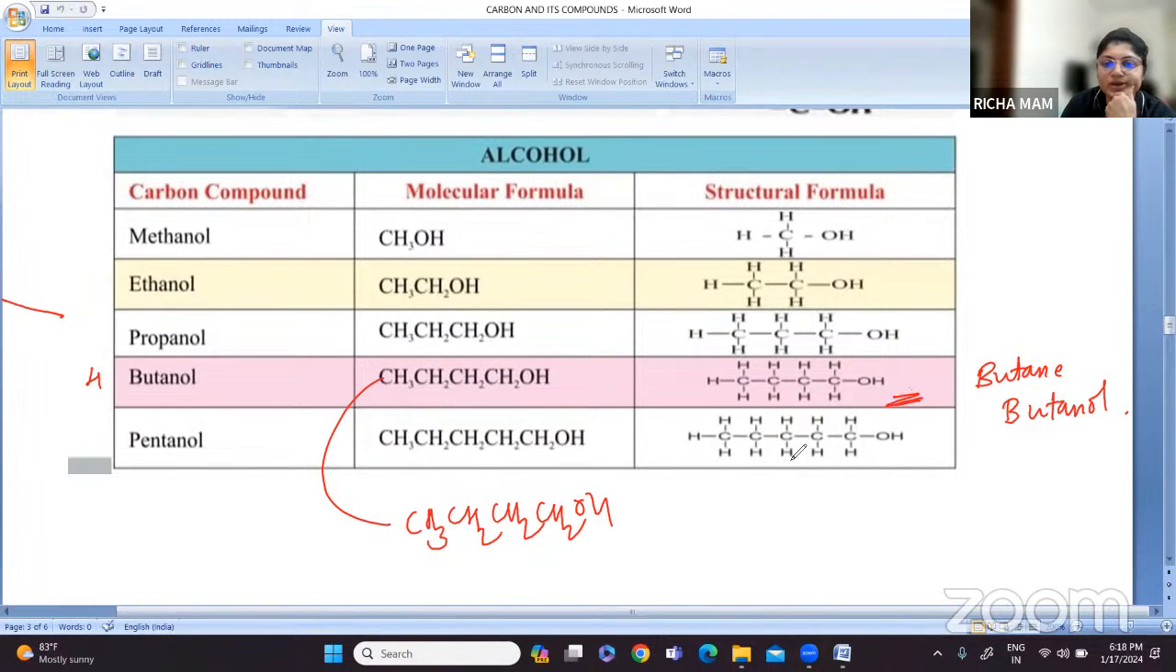This is the structural formula, given here. You can see it is completely elucidated. So this is butanol, the molecular formula and the structural formula. Fine. Now next is pentanol.